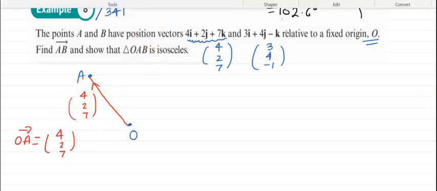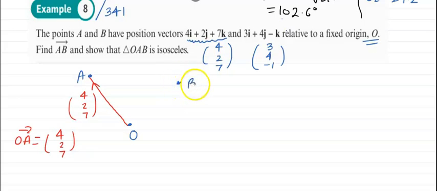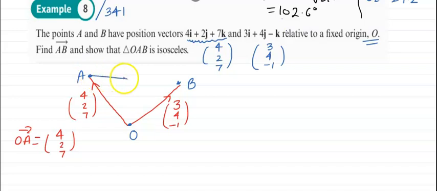Then there is another vector B given here. We join O to B, and it is given as 3, 4 and minus 1 as a column vector. Now, the last one is AB. You join A to B.